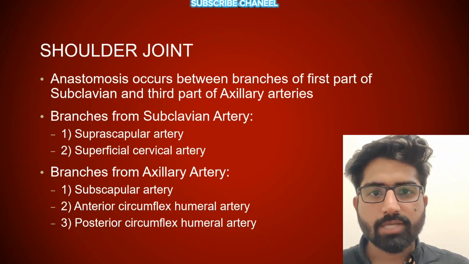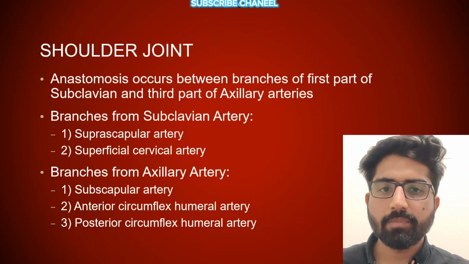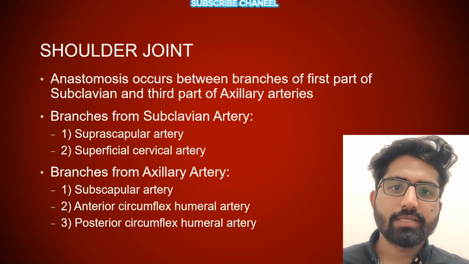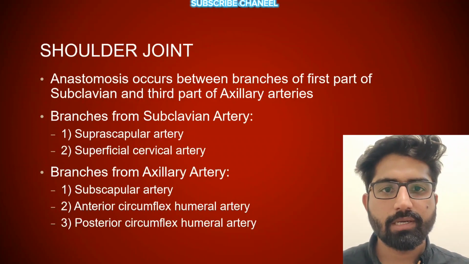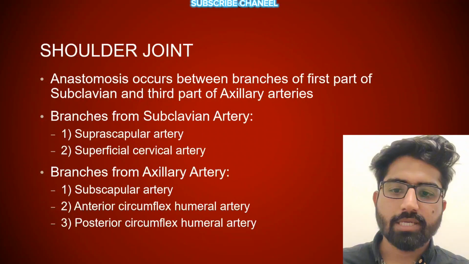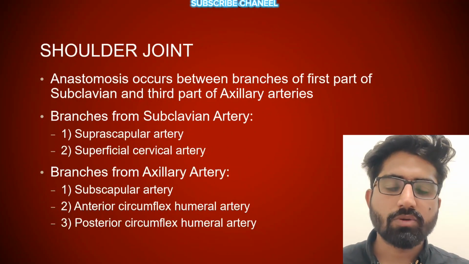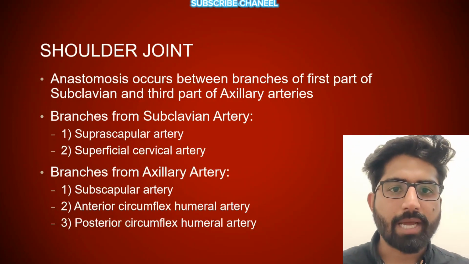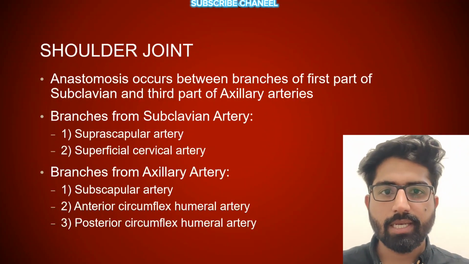At the shoulder joint, the anastomosis occurs between the branches of the first part of the subclavian and the third part of the axillary artery. Why does the anastomosis occur at the shoulder area? It is the region of movement, where all of the movement of our body proceeds through this joint, the shoulder joint, which is also called the glenohumeral joint. So to provide a continuous blood supply to the shoulder joint, the anastomosis occurs at this area.